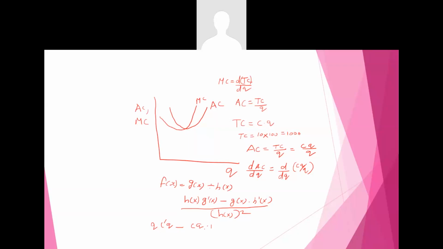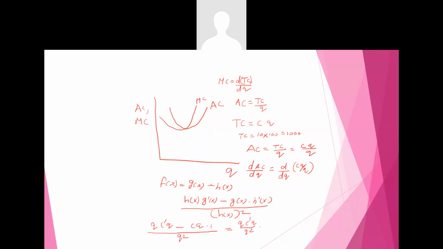When you take the first derivative of the denominator q, that is dq by dq, that is 1, so cq into 1, whole divided by h of x whole squared, which, since the denominator is q, can be written as q squared. Now we simply rewrite this.